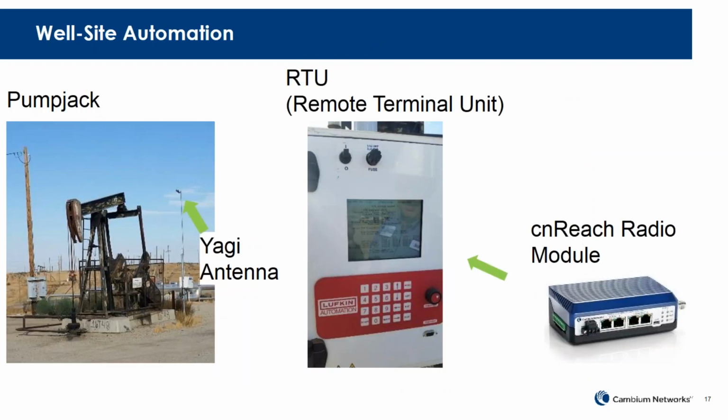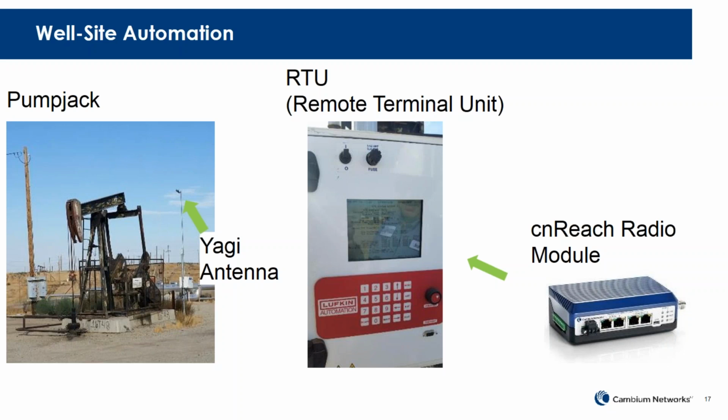And lastly, here's a well site automation. This is in the state of California. This is an example of one of those upstream devices we talked about, which is a pump jack. So this is an oil well that's been drilled, and now it's pumping. It's an active well. There's a whole bunch of sensors fitted on that pump jack.